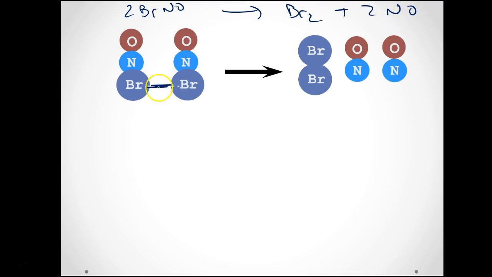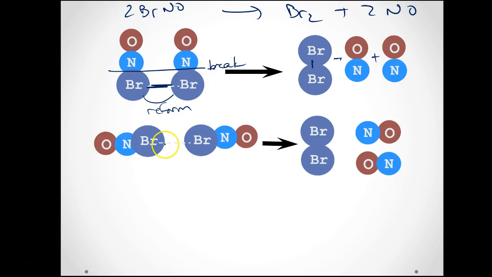Now if they collide right here, it is possible that they could collide with enough energy to break that bond and reform a new one right here. You get bromine and then the 2 NOs. Okay, so that's a correct steric factor, a correct orientation. If they line up like this and they bump in right here, it's possible they could break the bonds and reform it here, and you will get Br2 plus 2 NOs.